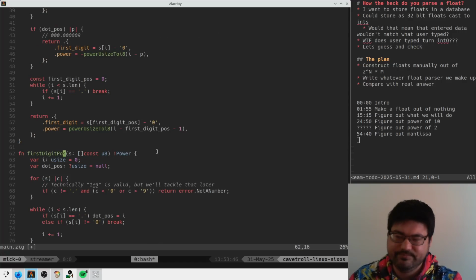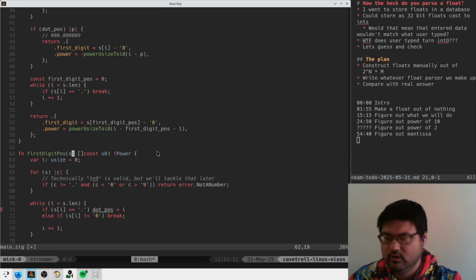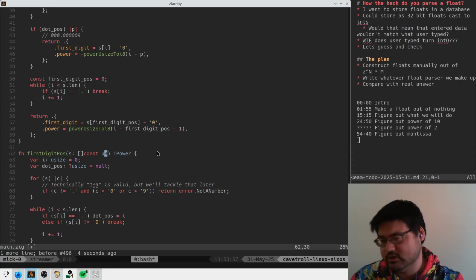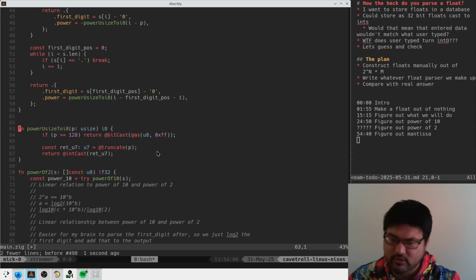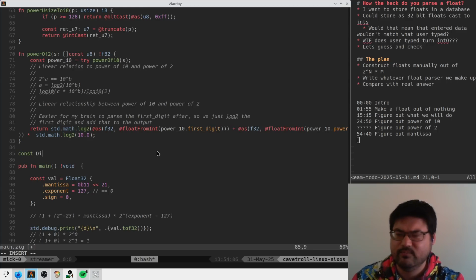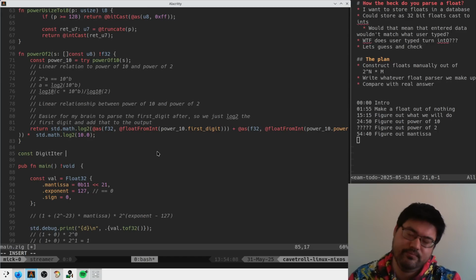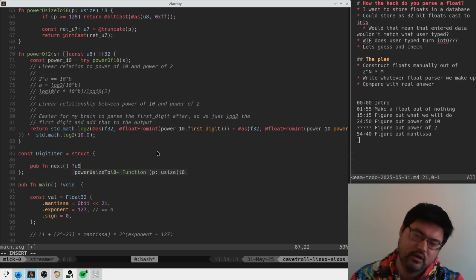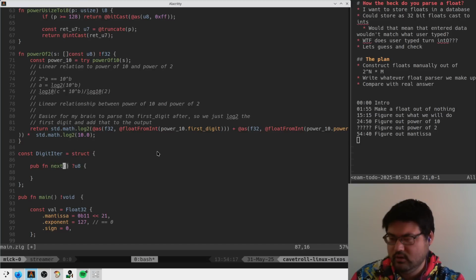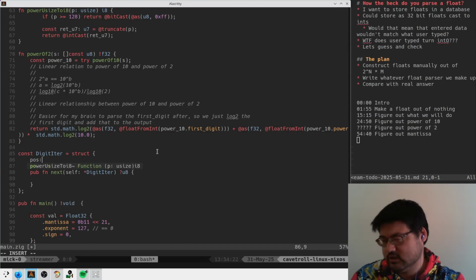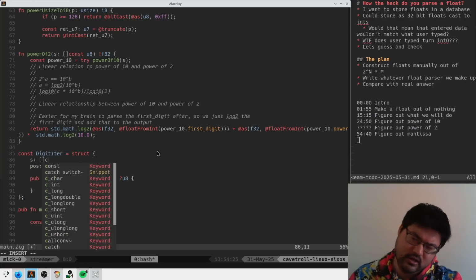First digit position. So we don't care about dot anymore? Or I guess we kind of want a digit iterator that will automatically skip the dot. I guess that's kind of more reasonable. Reasonable is wrong, but it more conforms to the way my brain wants to work with these things. So let's do this. We have some next function that will return a character. And this is going to be like self is a digit iter. He is going to store his position probably, as well as the string that he's looking at.